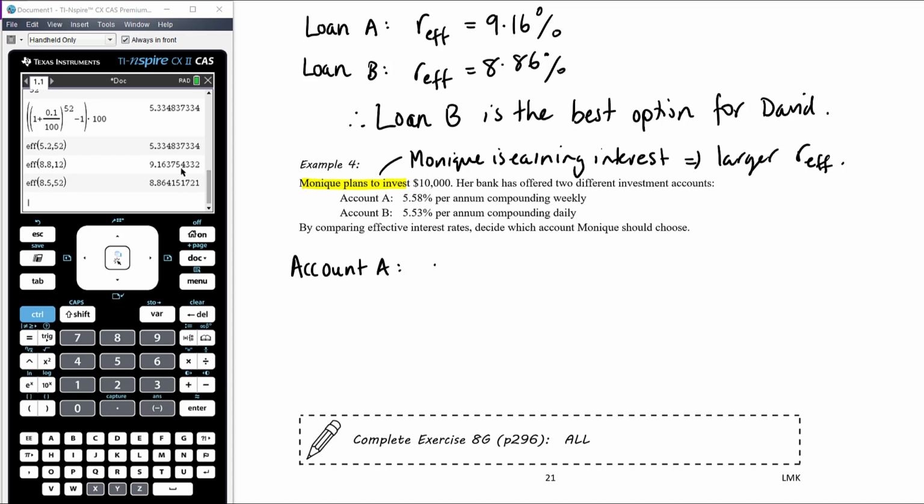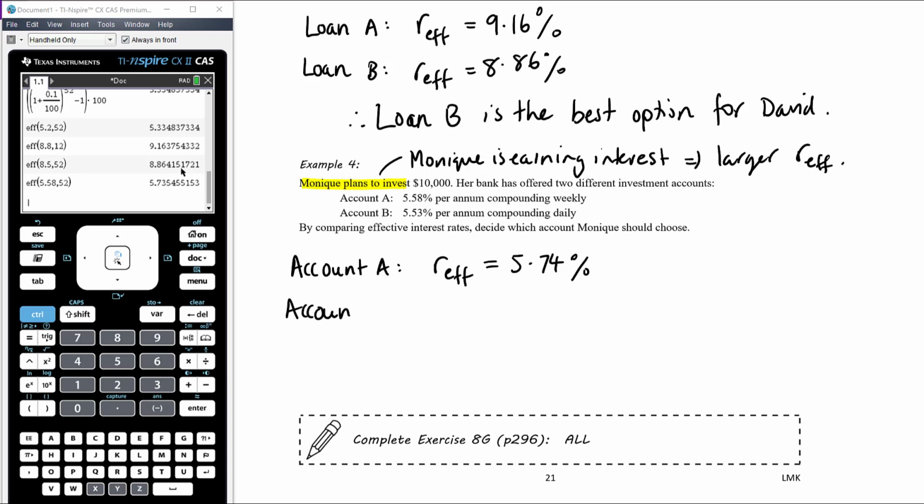So for account A, the effective interest rate, so menu 852, the nominal rate is 5.58, comma, and she's compounding weekly, so that's 52 compounds in the year. So her effective interest rate is 5.74%. Again, if you just gave that as 5.7, that's fine. It's not telling you how to round that answer because that's not the final answer. It's just giving you enough decimal places that you can make a fair comparison.